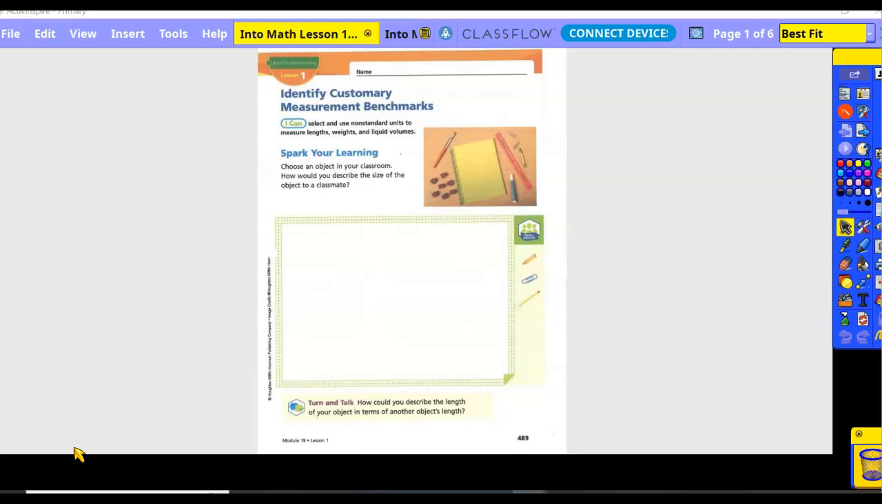Okay, so over there we have some different things to show us what a gallon is, what a quart is, what a pint is, what a cup is. But we've also learned how to draw our gallon G, right, guys? That kind of tells us how many units of each thing are within another unit. Okay, so Spark or Larry, choose an object in your classroom. How would you describe the size of the object to a classmate?